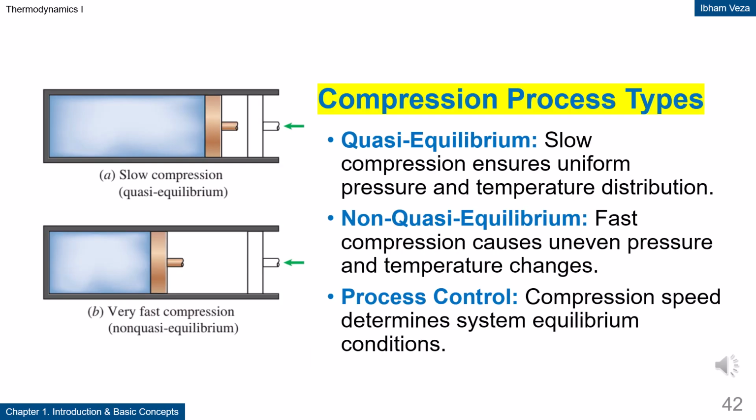Compression process types. If compression is carried out very slowly, the system can be assumed to remain near equilibrium at all times. This process is called a quasi-equilibrium process. In contrast, very fast compression causes non-uniform pressure and temperature distributions. In this case, the system cannot be considered in equilibrium. The speed of the process strongly determines the analysis approach.